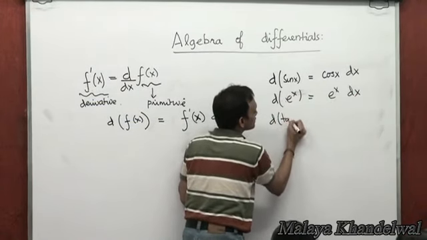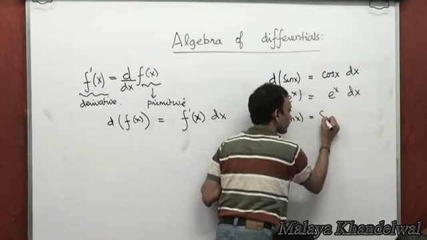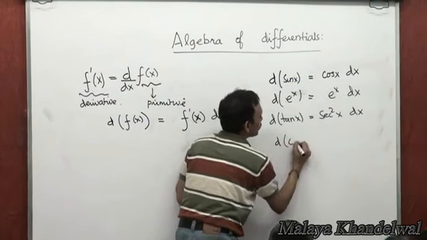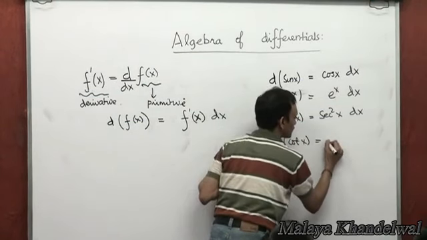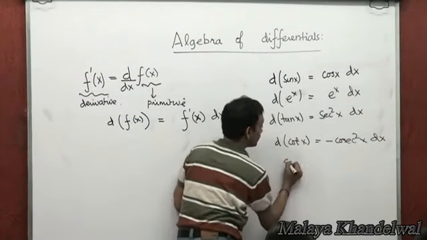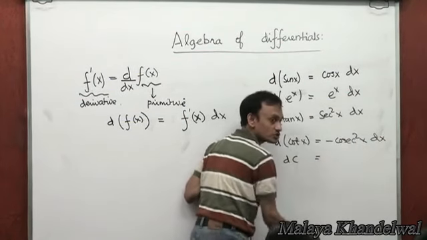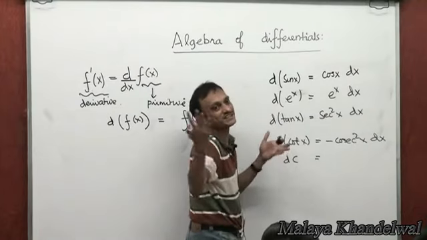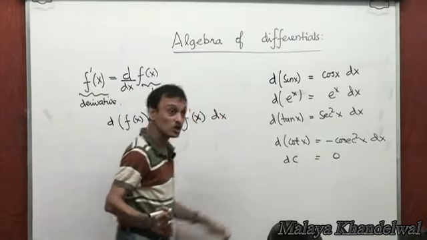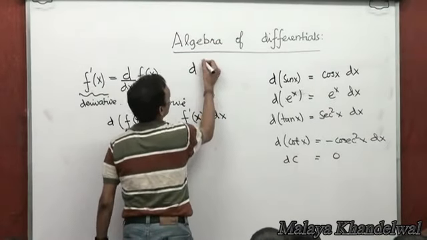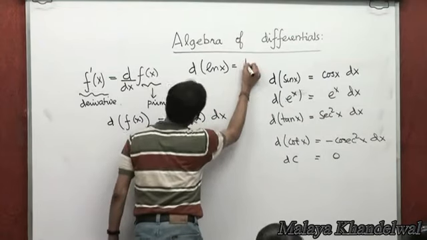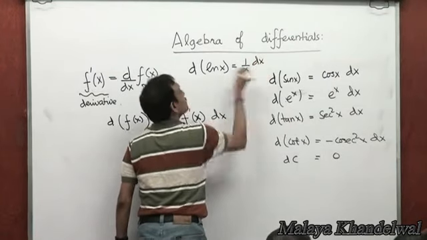D of tan x, dx. D of cot x, dx. D of c, where c is a constant, is 0, because there is never a change in a constant, right? So d of c is 0, where c is a constant. D of ln x is 1 by x dx, and so on and so forth.